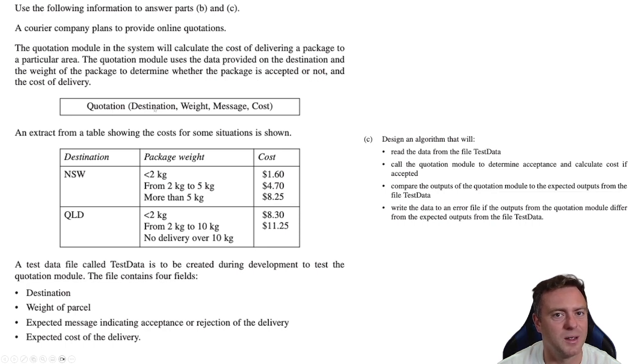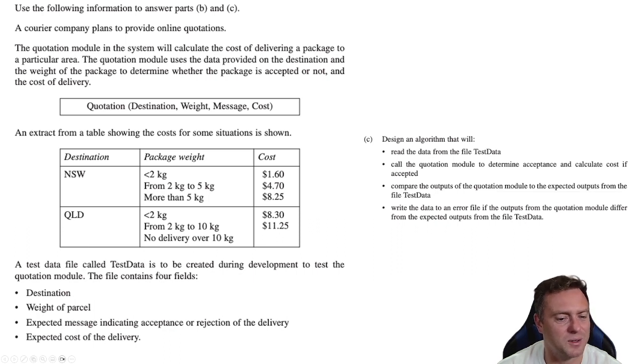So quotation, destination, weight, message, and then the cost. An extract from the table shows the cost for the different situations shown below. So New South Wales, if it's less than 2 kilos, it costs this, 2 to 5, this, 5, this. And then Queensland, this, and then it looks like they're a bit weak. They can't do delivery for anything over 10 kilos.